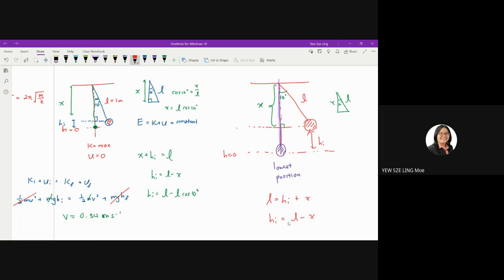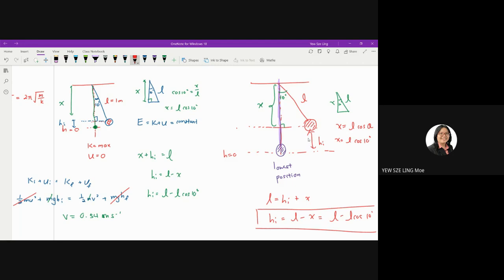So what happens to X? Based on the green triangle, X is equal to L cos theta. Okay, so theta is given as 10 degree, X is equal to L cos 10 degree. So you sub it into the equation: L minus L cos 10 degree. That is our HI, yang kita nak kira sebagai initial height of the object.